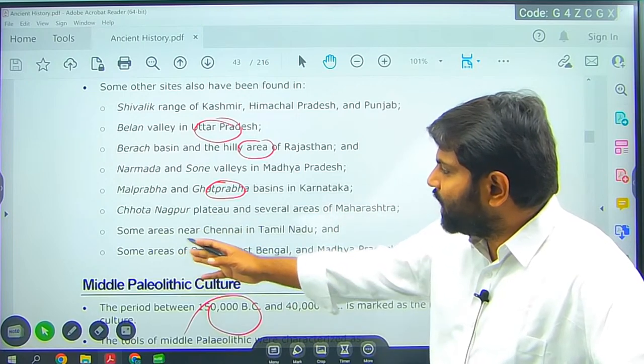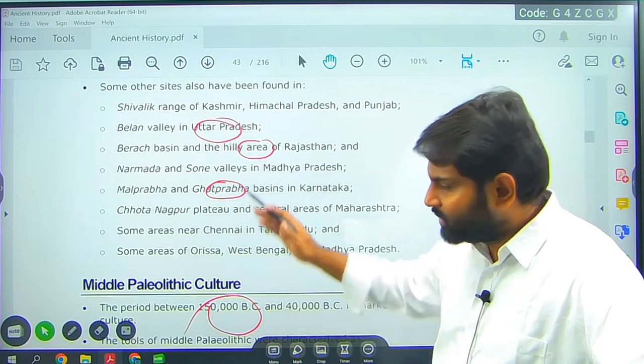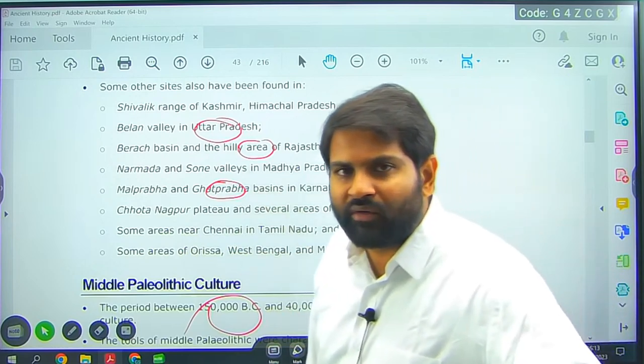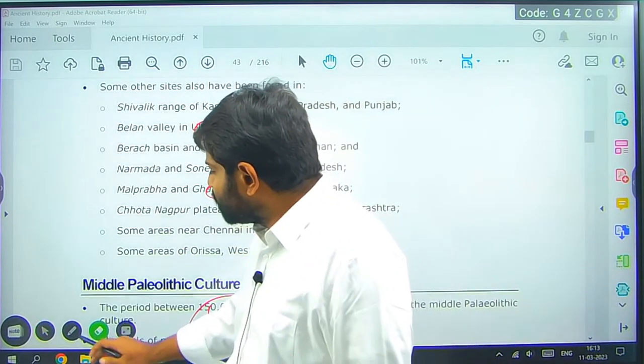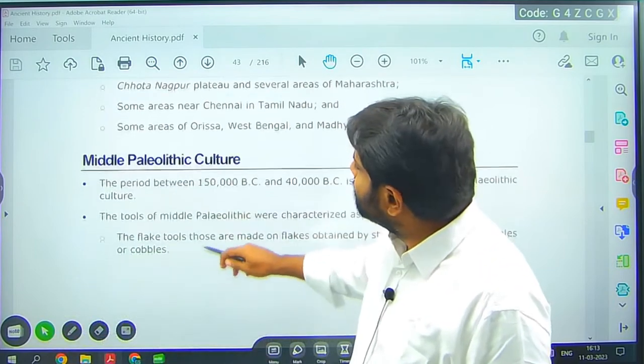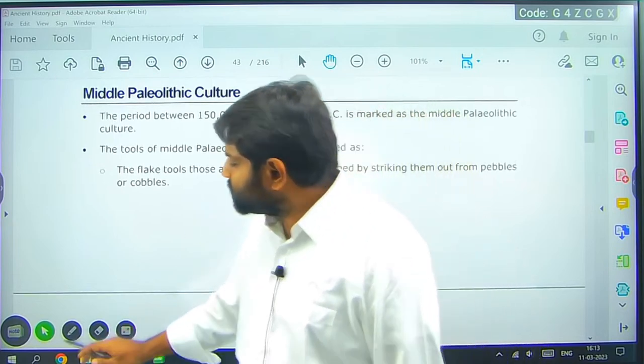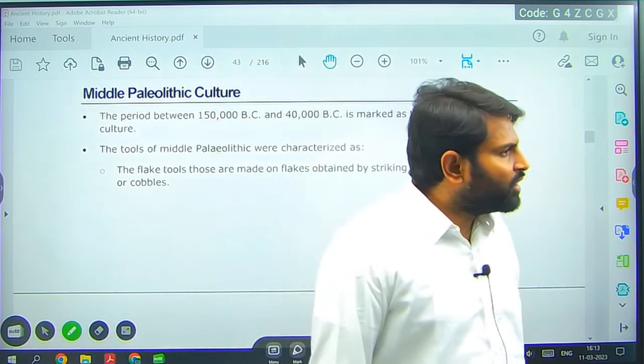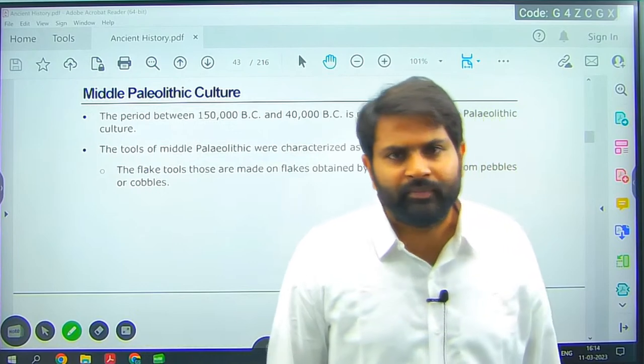And several other areas of Maharashtra, as I said, Nevasa, and some areas near Chennai, Athirampakkam. These are the different sites which are important for the Paleolithic age. The kind of tools which are available, the places which are available, and the stones which we used. These are important for our in-depth understanding about the same.